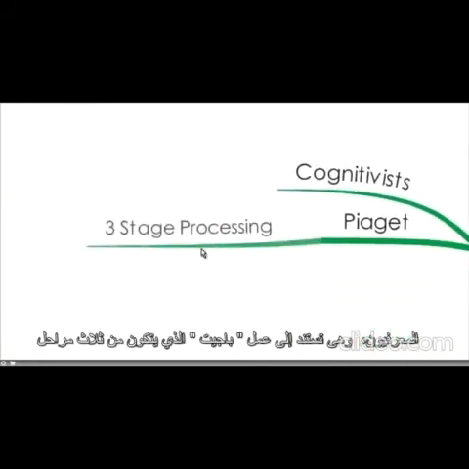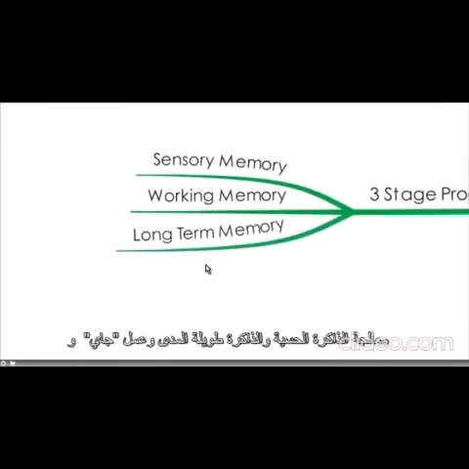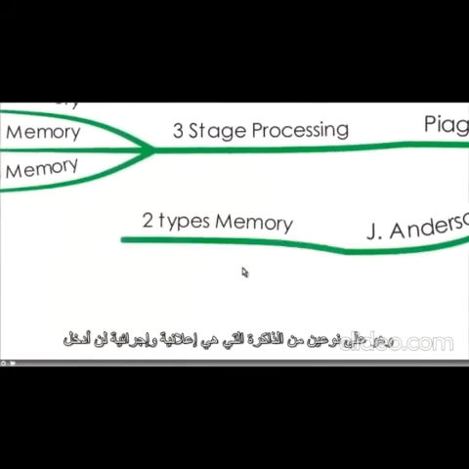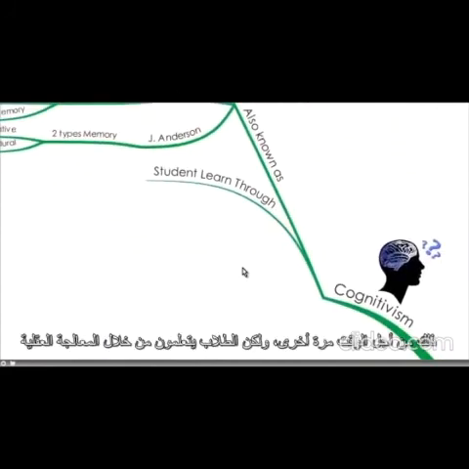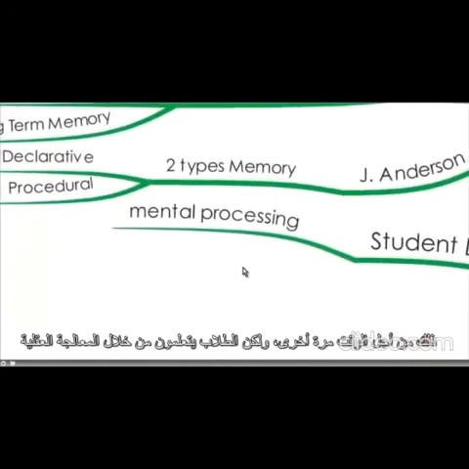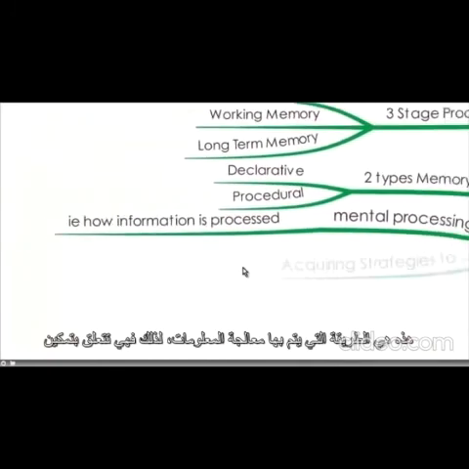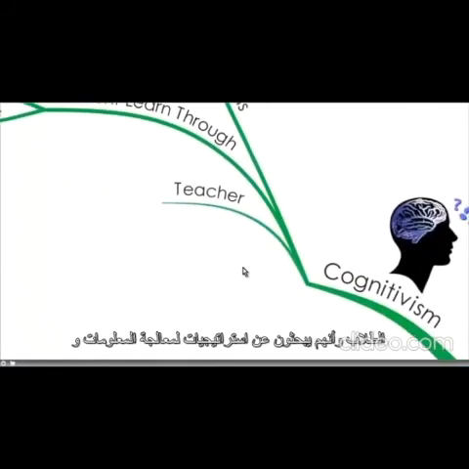It's also known as cognitivist, and it's based on the work of Piaget, which is a 3-stage processing of sensory memory, and long-term memory, and the work of J. Anderson, which is on 2 types of memory, which is declarative and procedural. I won't get into those for the sake of time again, but the students learn through mental processing. That is how information is processed. So it's about enabling the students to acquire strategies to process information.